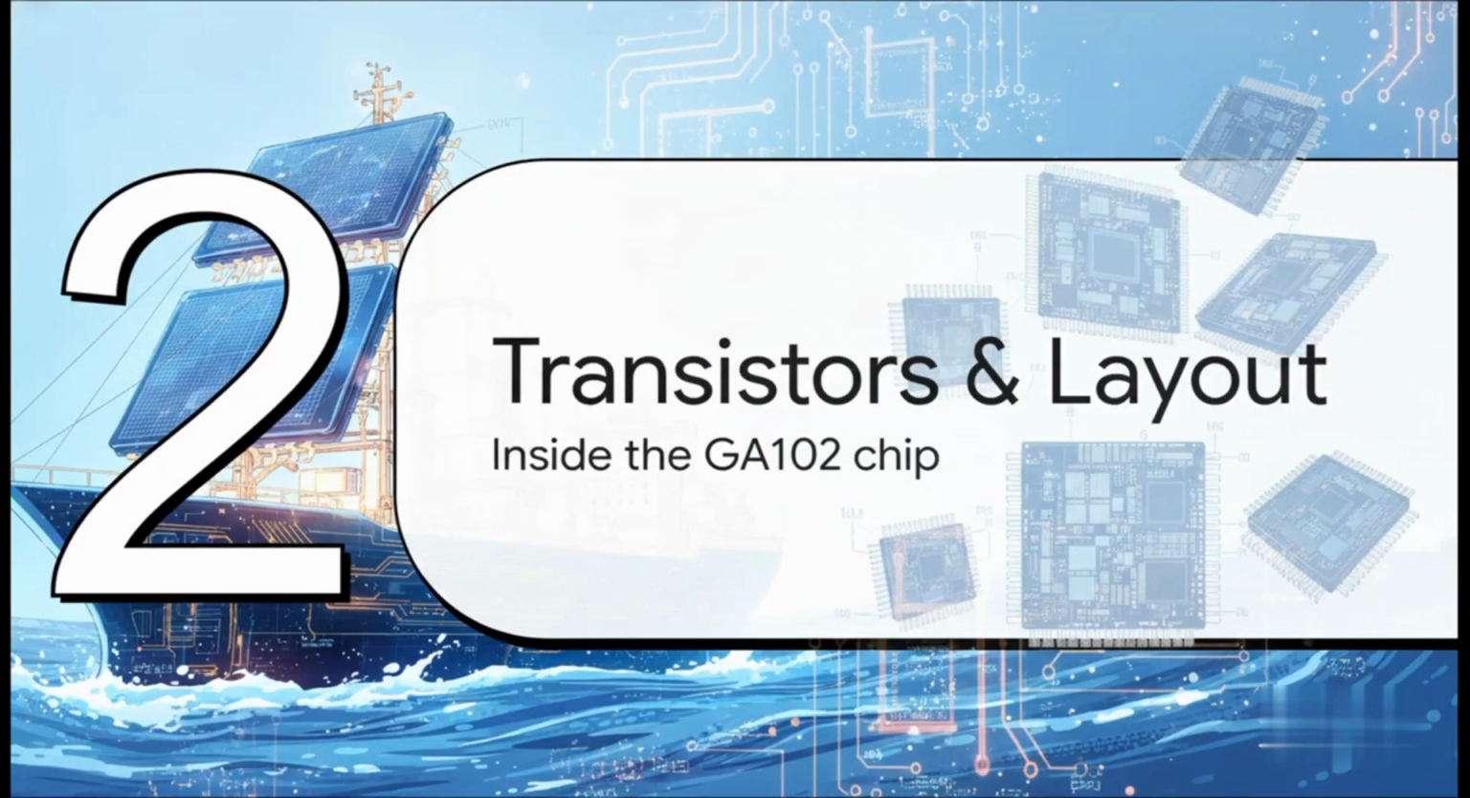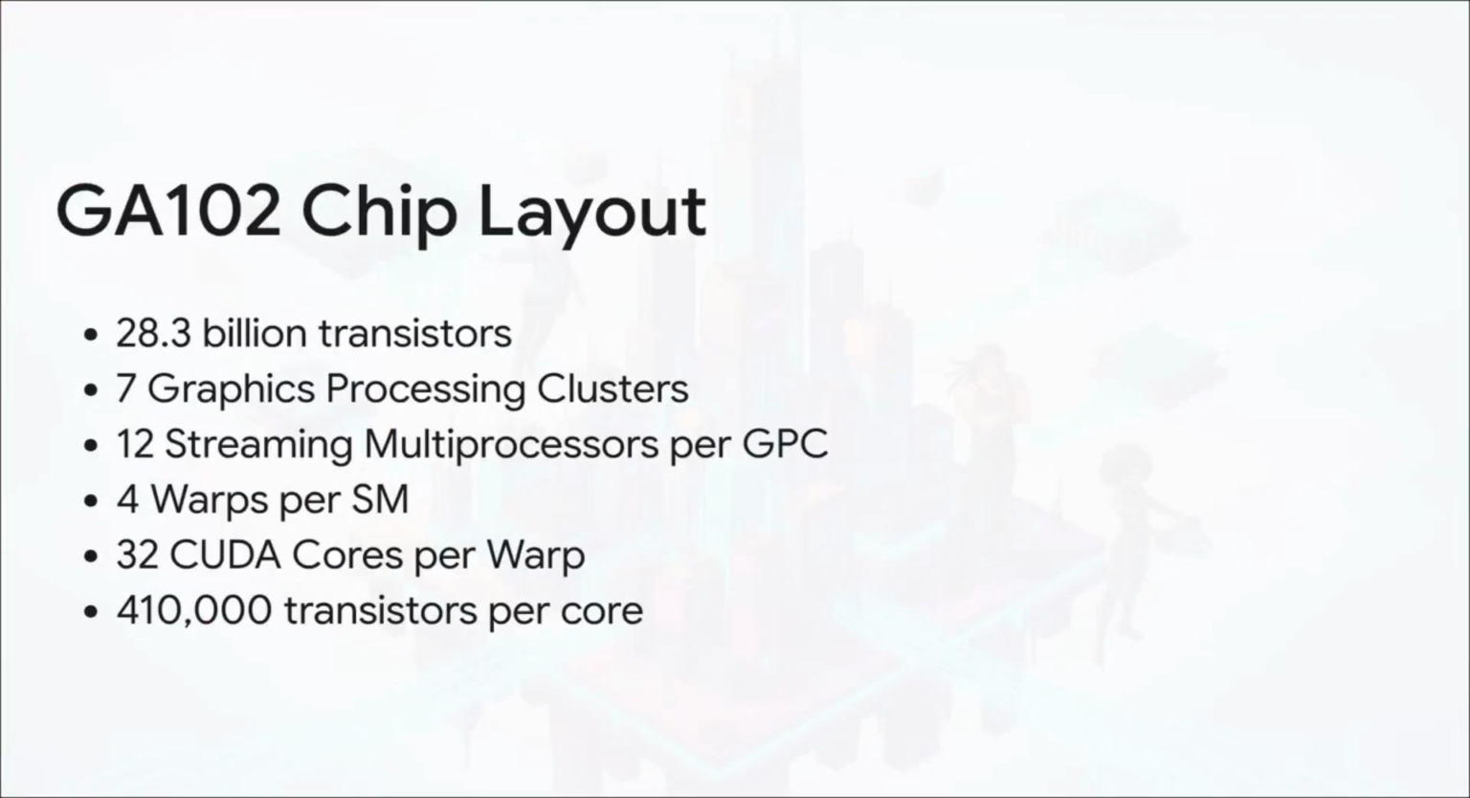Moving on to section 2, transistors and GPU layout. So how do you physically build a bulk processing cargo ship out of silicon? The answer lies in nested complexity. If we open up a modern graphics card, we find a central chip, like the GA102, built from an astounding 28.3 billion transistors, and they're organized in a super strict hierarchy. It's like a giant puzzle.